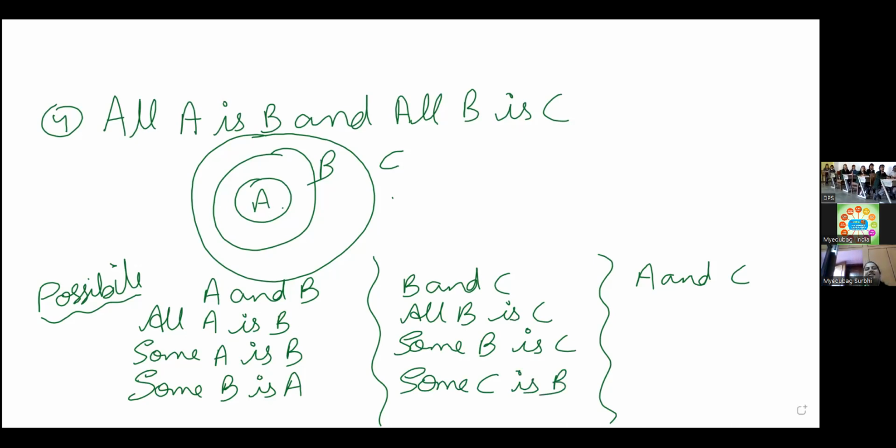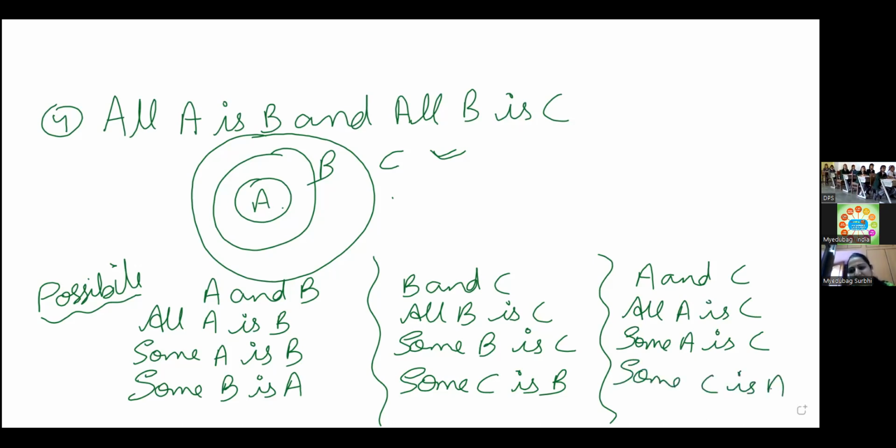Clear? Now let's see between A and C. From the statement, what can you see? All A is C, right? A is contained in C. So I'll write all A is C. And I told you whenever it is all, it is also some. So you will write some A is C, right? Now see that some part of the C is also in A. So I'll write some C is A. Clear? These are the 6 possibilities you can write with a single statement. Clear? Write it down.